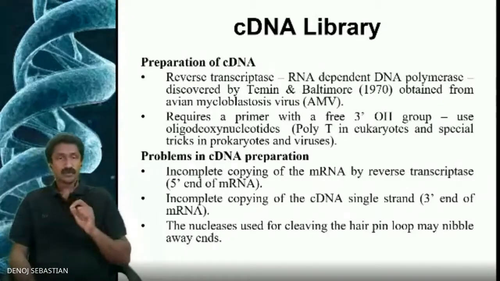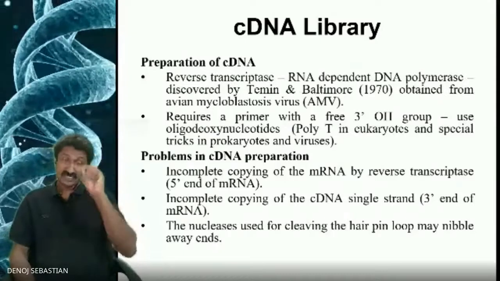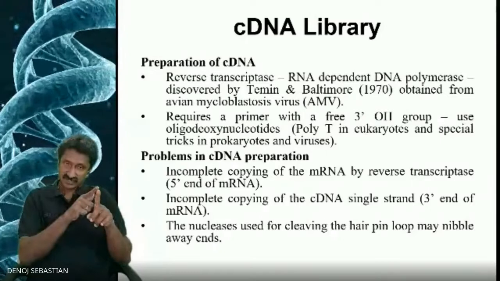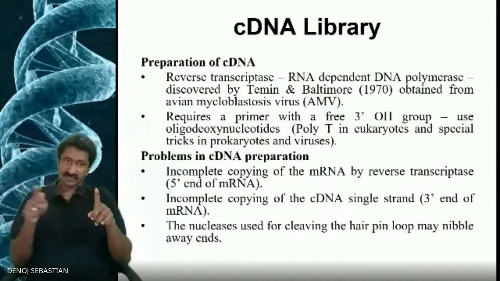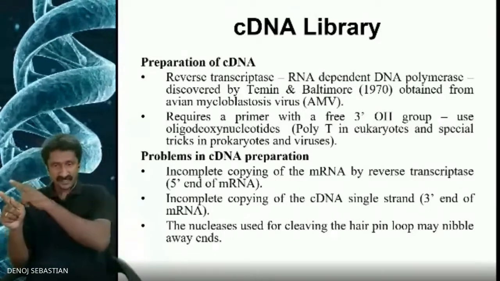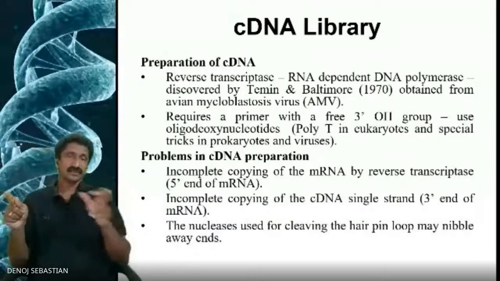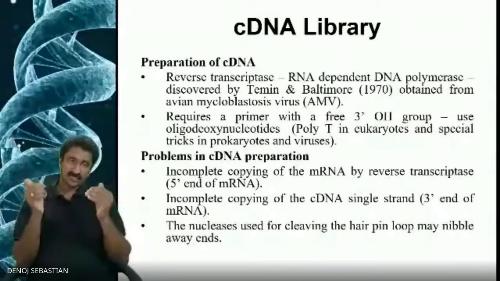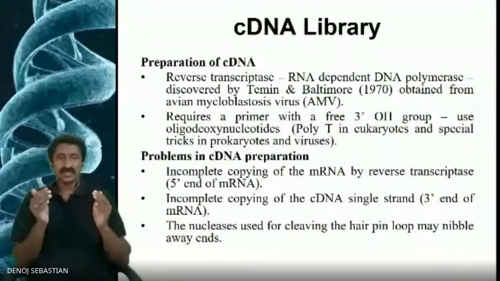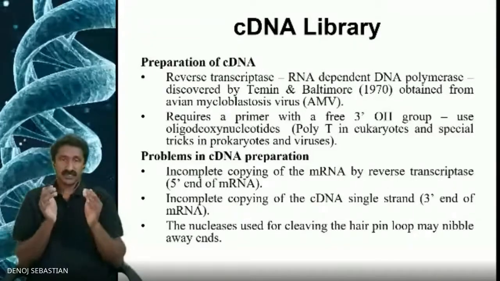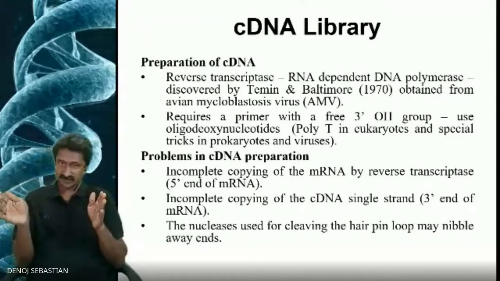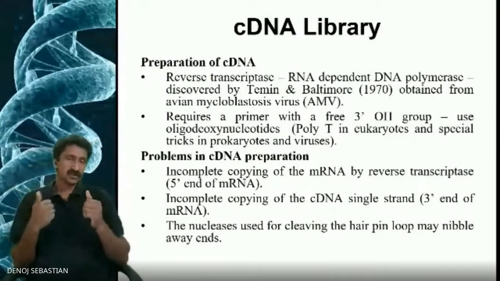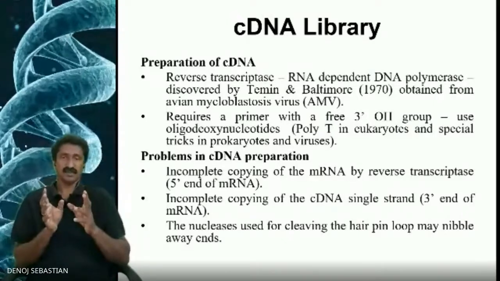Then there is incomplete copying of the cDNA single strand, that is, the 3' end of the mRNA. First of all, the copying of the initial strand by the reverse transcription process is done. Then the second strand is copied back during the process of cDNA synthesis. Using the RNA template, the RNA dependent DNA polymerase of the reverse transcriptase copies the first strand of the complementary DNA. And premature termination of that results in a missing 5' end of the mRNA.